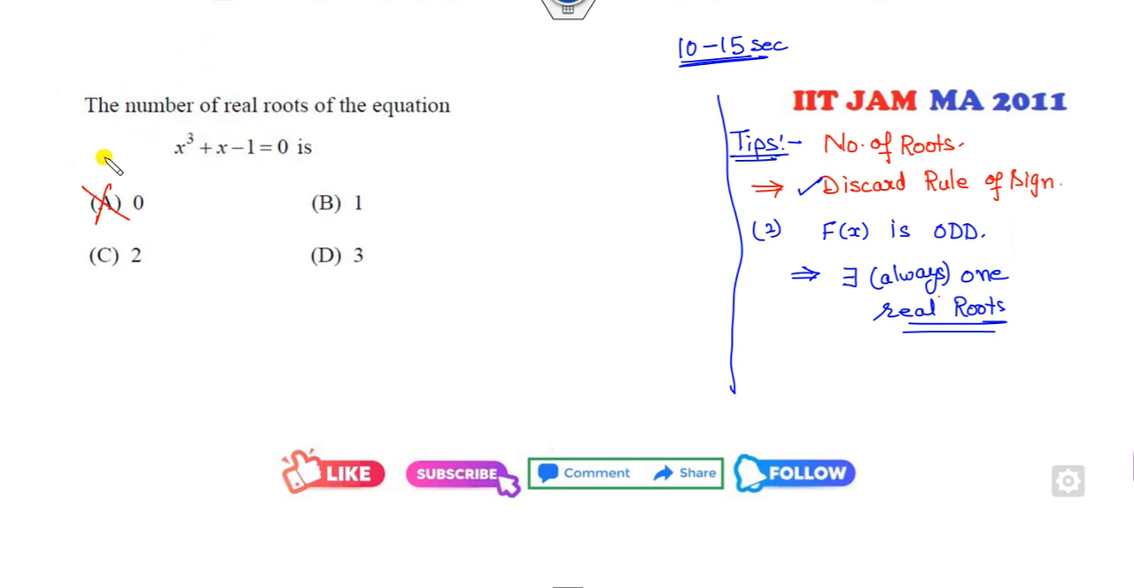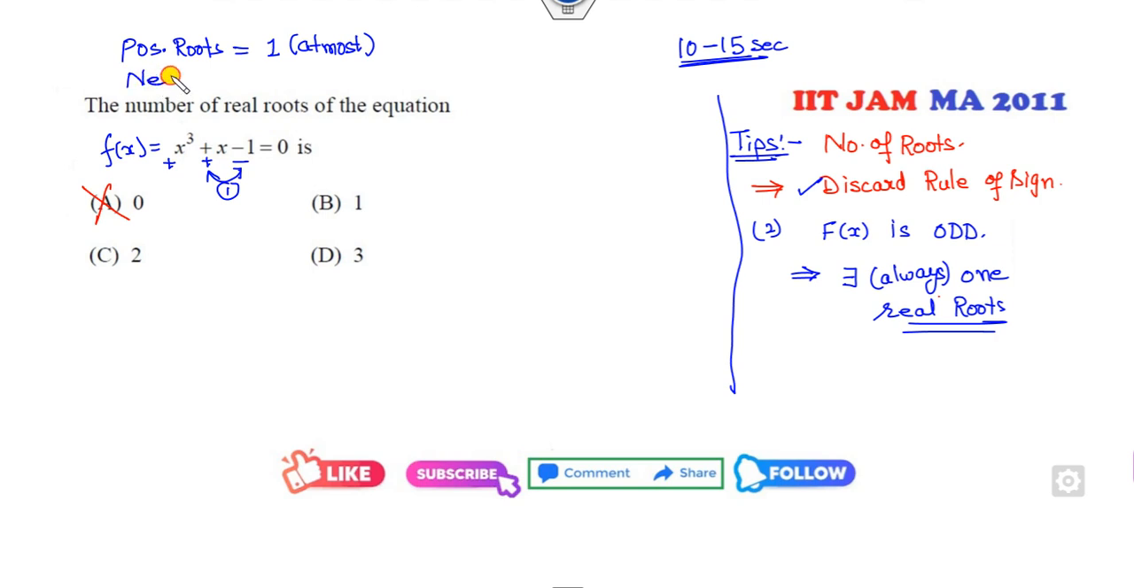So I consider this as my f(x). Firstly, find the number of positive roots. What will be the number of positive roots? You can count the number of sign changes. This is positive, this is positive, this is negative. Only one change in sign, so at most one positive root appears.